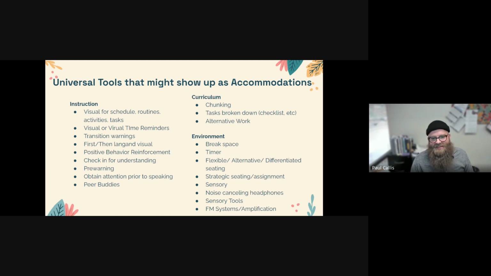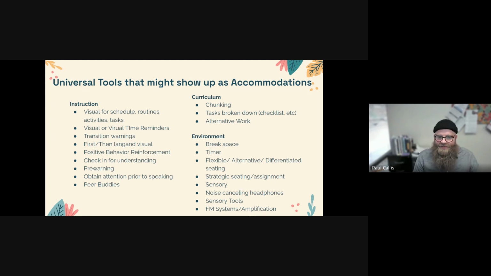Checklists and breaking tasks down. This is really, really powerful for students who struggle. It's just like a list of things they can do and checking them off as they go. That's really a positive way to do behavior reinforcement as well. And then having alternative work. We want to make sure that we prepare our students to be successful.